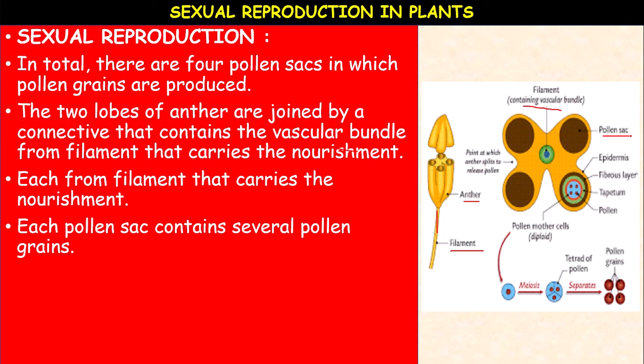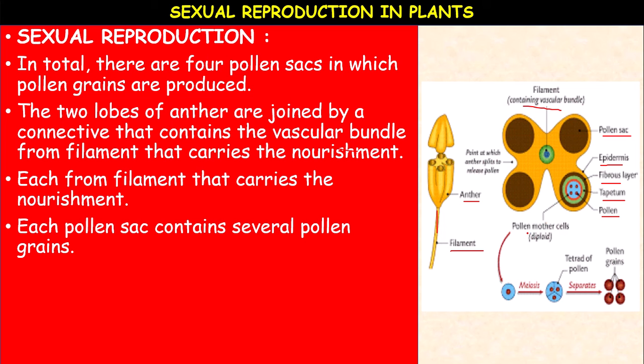So, this is the pollen sac. I said there are 4 layers. What are they? Epidermis, then endothecium or the fibrous layer, then the middle layer, the tapetum, and inside, pollen is produced here. This is the pollen sac having 4 lobes.